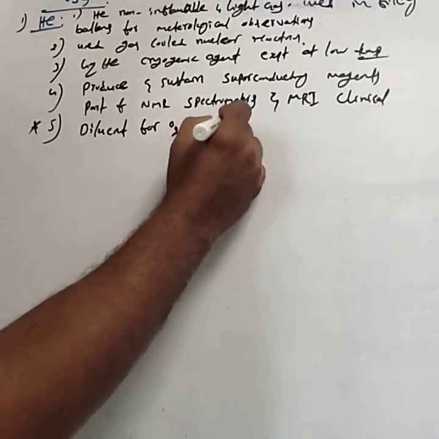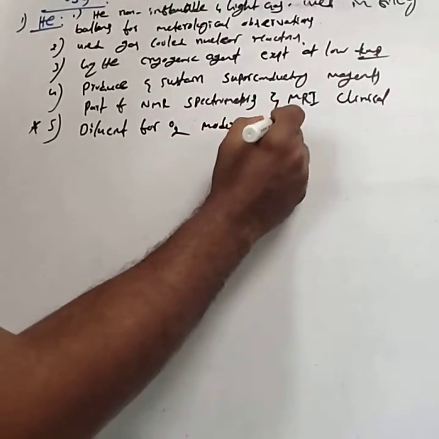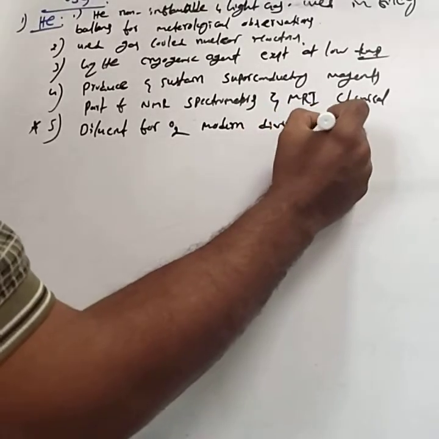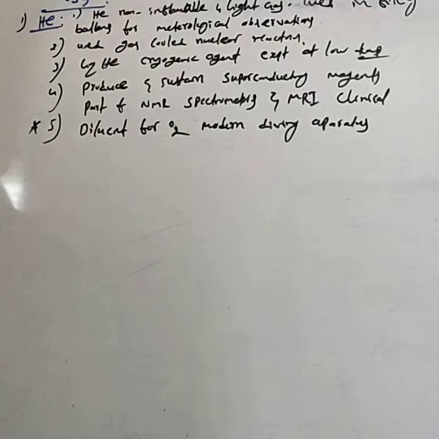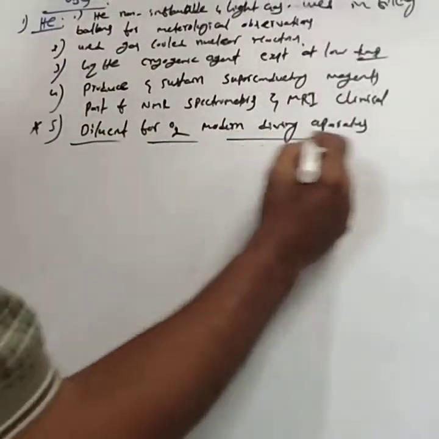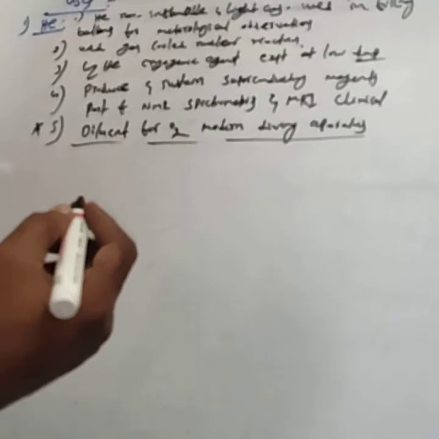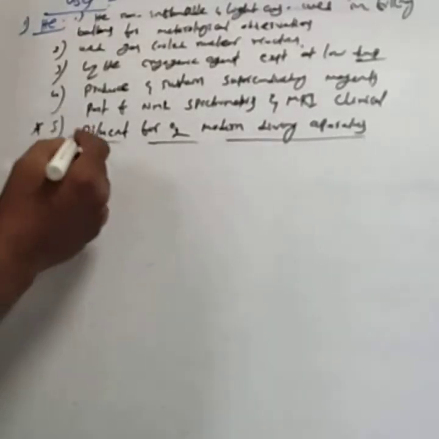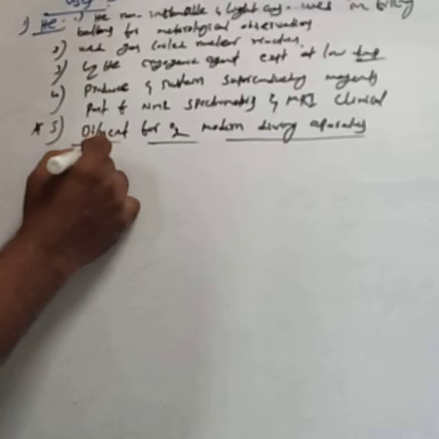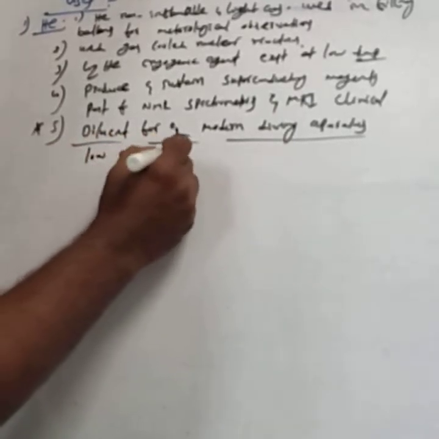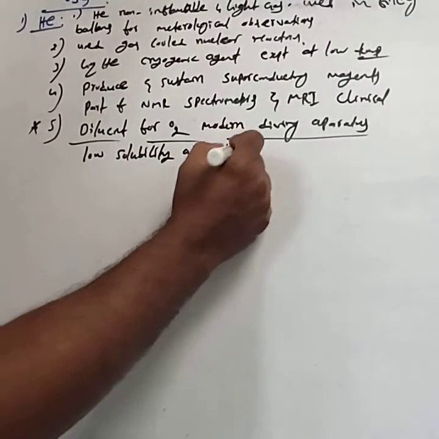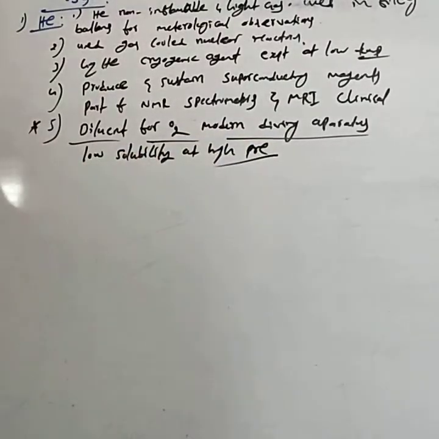In modern diving apparatus, why is helium used as a diluent for oxygen? Because it is very less soluble, it has low solubility at high pressure, and is very low soluble in blood.